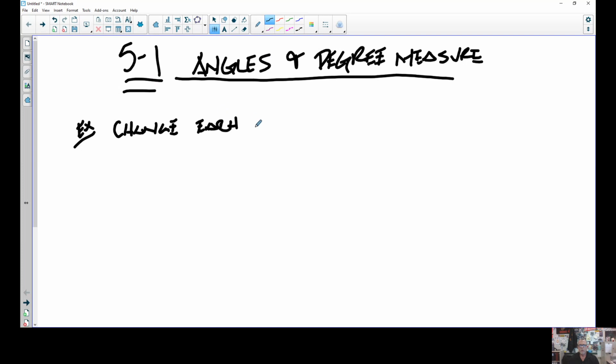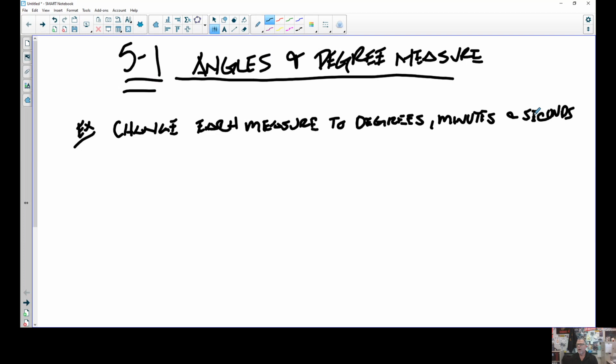Change each measure to degrees, minutes, and seconds. So if right off the bat I lost you because you said, all right, you were going to talk to me about degrees and angle measure and all that, and now all of a sudden you're talking about time, minutes and seconds, we need to talk about that for just a moment.